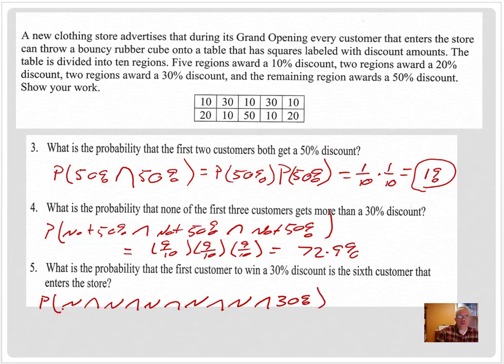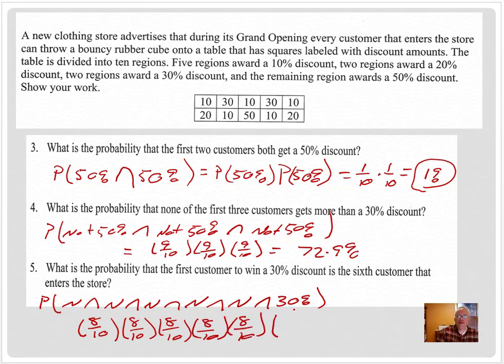So, 2 out of 10 are 30%. So the probability that the first one doesn't get a 30% discount is 8 out of 10. The probability that the second one doesn't get a 30% discount is 8 out of 10. The next one, 8 out of 10, 8 out of 10 for the fourth guy, 8 out of 10 for the fifth guy, and finally, the sixth one is 2 out of 10.